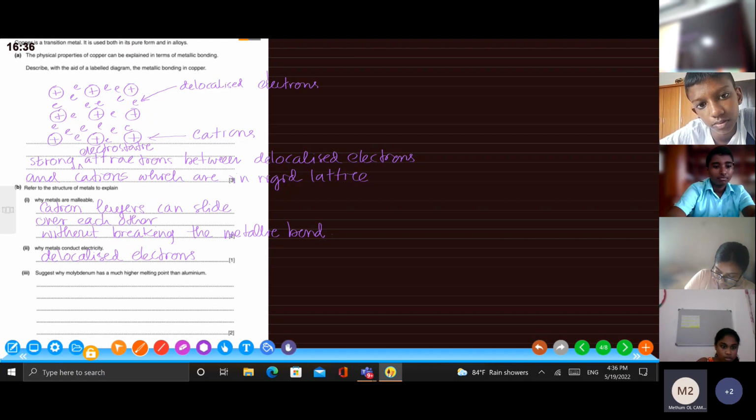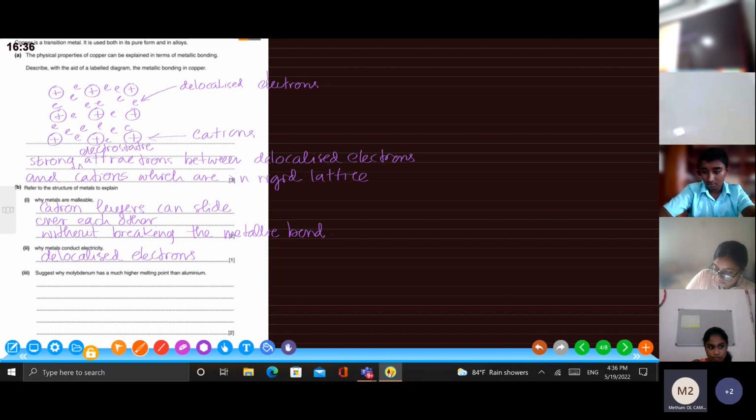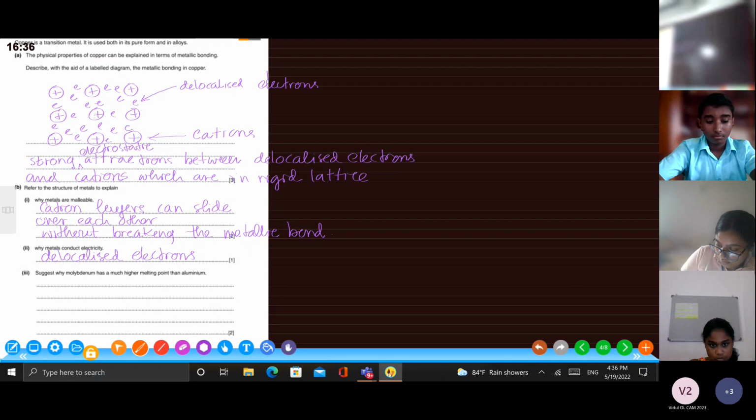Sir, can you repeat it? Molybdenum is a transition metal, whereas aluminium is not. The high molecular mass can also be accepted. That's also accepted, right? The second statement you can give easily. Molybdenum has stronger metallic bonds than aluminium. So I was told molybdenum requires more heat energy than aluminium to overcome strong electrostatic attraction. One more mark, because you didn't say it's a transition metal. Molybdenum is a transition metal, yes.